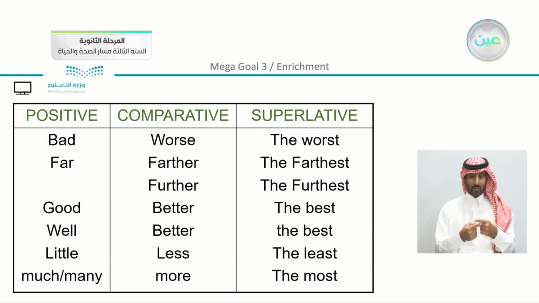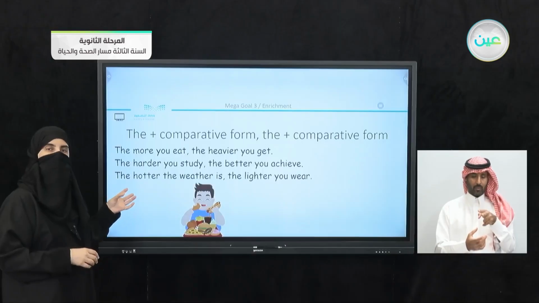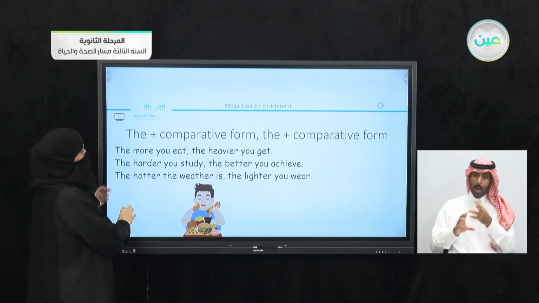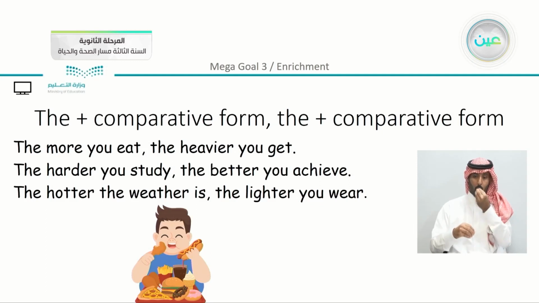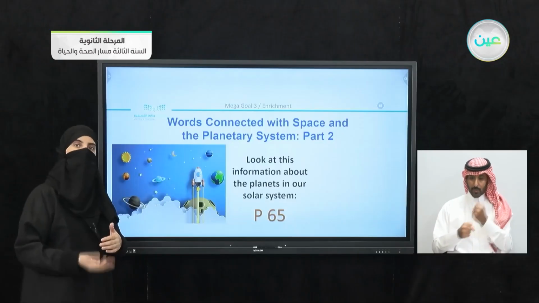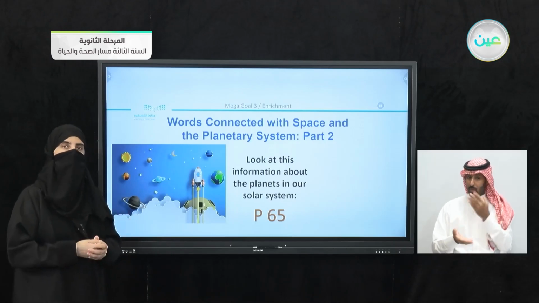Revised irregular adjectives, as we mentioned, irregular verbs. Leading us to this part here, as you can see that we use the form of comparative here, but to show results. Now, if you remember that we said the more you eat, the heavier you get. So there is a result here. If something happens, something else is a result, using the comparative form as we mentioned in our lesson.